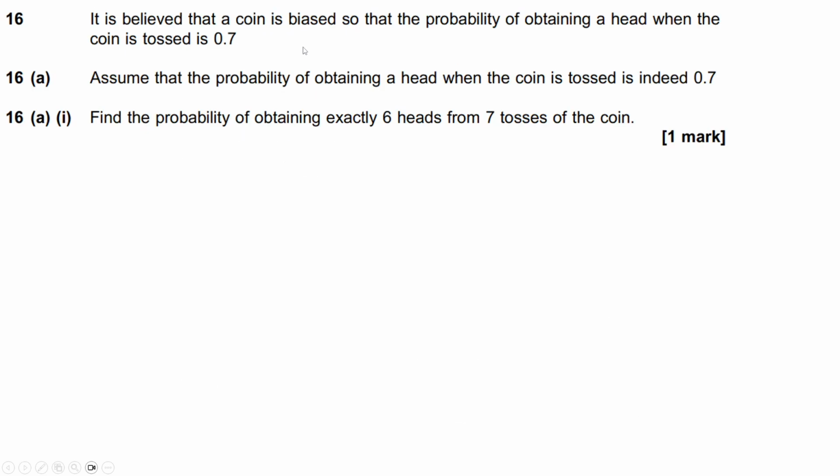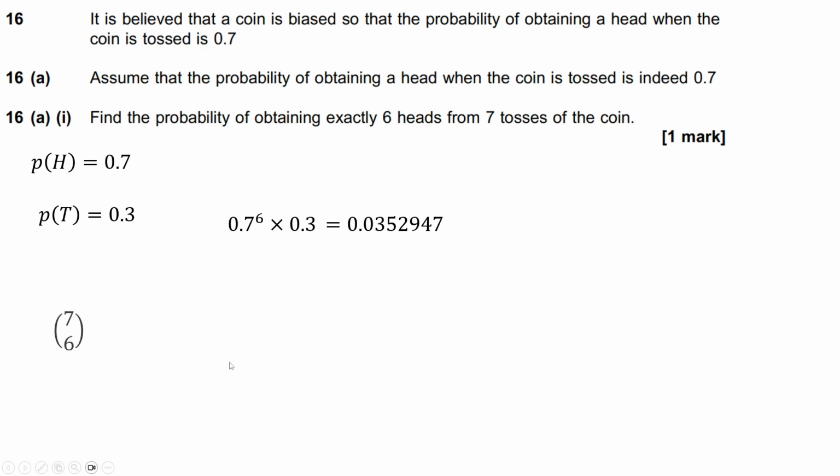It's believed that a coin is biased, so the probability of obtaining a head when the coin is tossed is 0.7. Assume that the probability is 0.7. Find the probability of getting exactly 6 heads from 7 tosses of the coin. Probability of heads is 0.7. Probability of tails is 0.3 because it's 1 minus 0.7. So you could get heads 6 times in a row and then get tails once. Okay, and you'll get this. But obviously there are a few ways to arrange this. This is 7 choose 6.